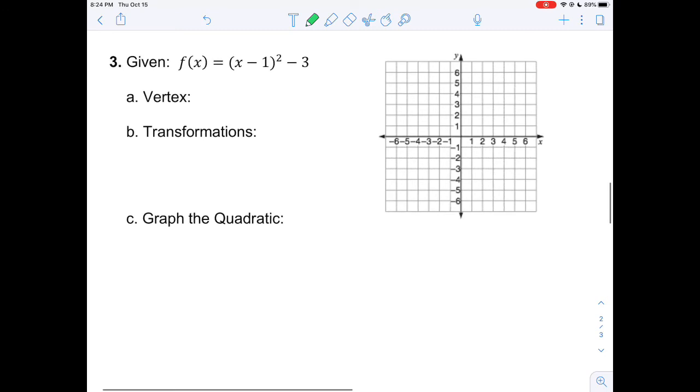Problem number 3, I'd like for you to pause the video and try this one on your own and then see what you get and compare your answer to mine when you come back.